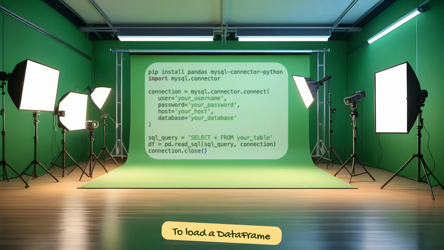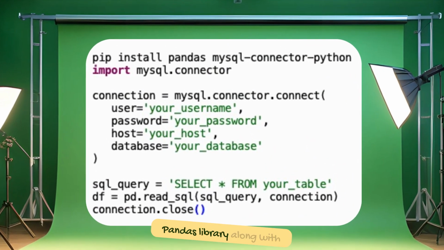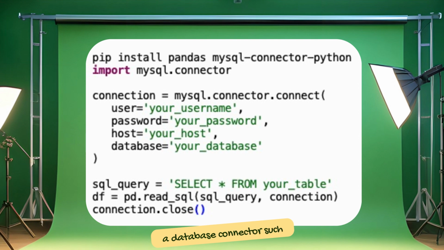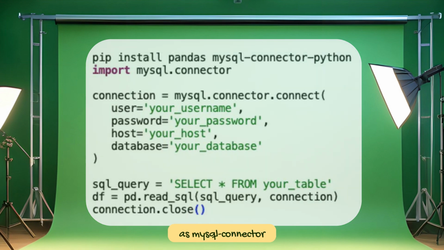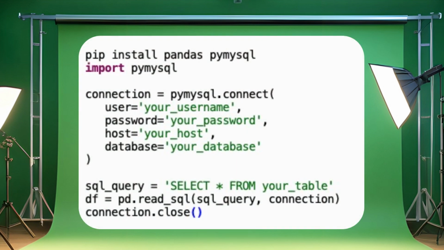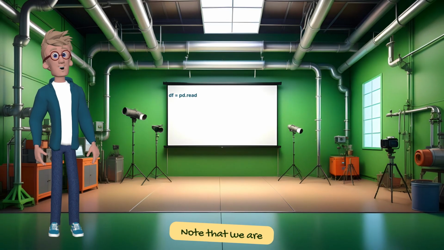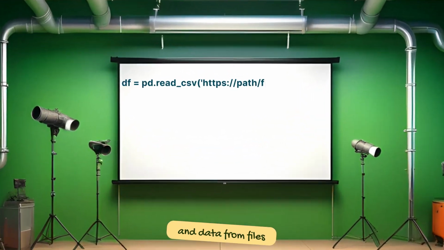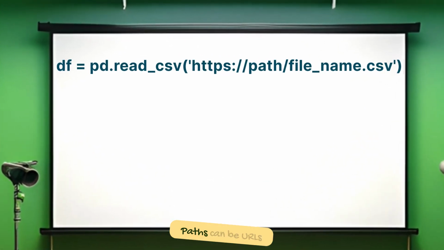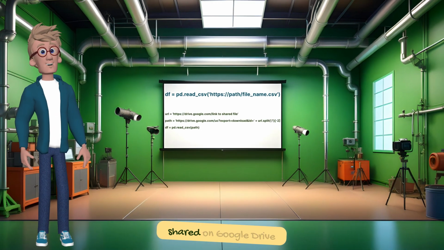To load a data frame from a MySQL database in Python, you can use the Pandas library along with a database connector such as MySQL connector or PyMySQL. All the code lines featured in this video are available in the Jupyter Notebook down below in the description. Note that we are not limited to reading in data from files on our local machines. File paths can be URLs as well. Here is the example to read a CSV file, which is stored and shared on Google Drive.